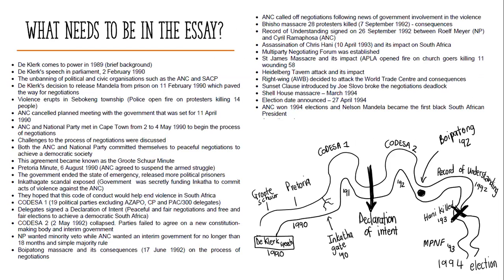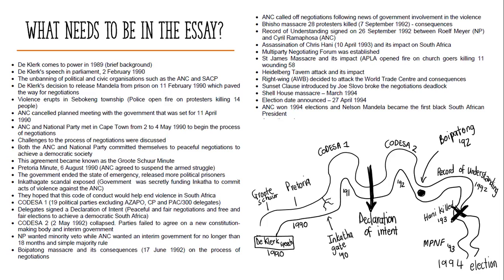Right, so what needs to be in this essay? You need to speak about how de Klerk comes to power in 1989, just a brief background of how P.W. Botha didn't want to change, but when F.W. de Klerk came in, he unbanned the political organizations such as the ANC and the SACP, and he planned to release Mandela from prison. They had the secret talks before the talks, where they were discussing what they are going to allow, what they are not going to allow, etc.